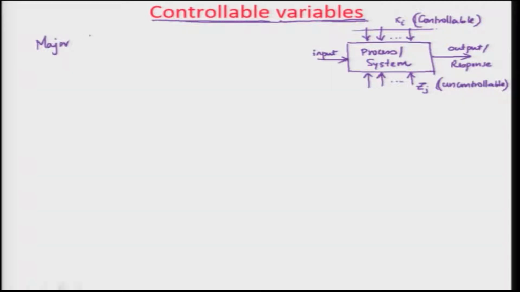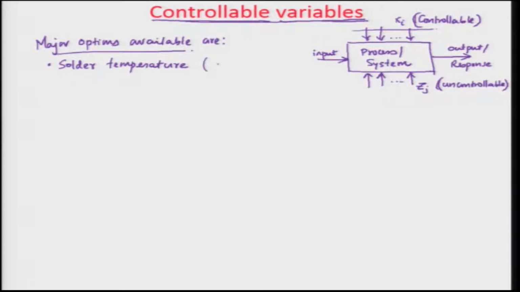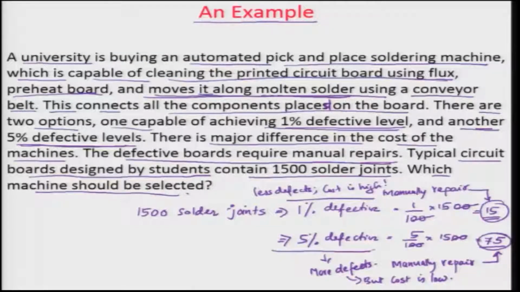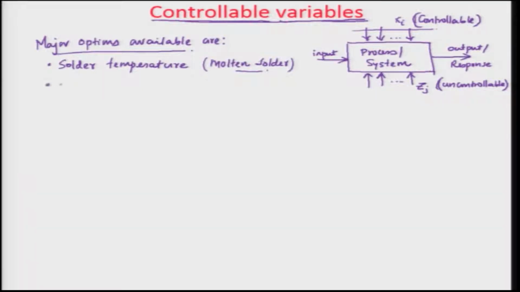What are the major options available for control variables? One option could be solder temperature. Solder temperature is how hot the molten solder is. So we are interested in the temperature which gives you the molten solder. I told you in the example that it moves along the molten solder. So what is the temperature of the molten solder is what we are talking about here. Another possible option is preheat temperature.